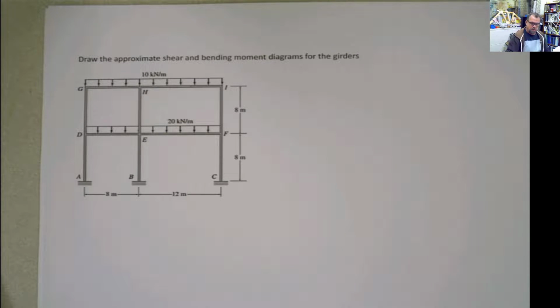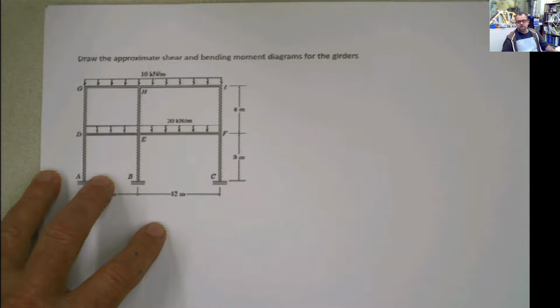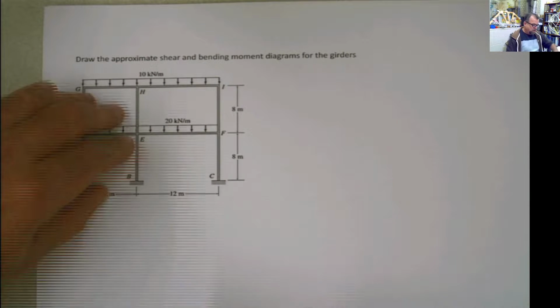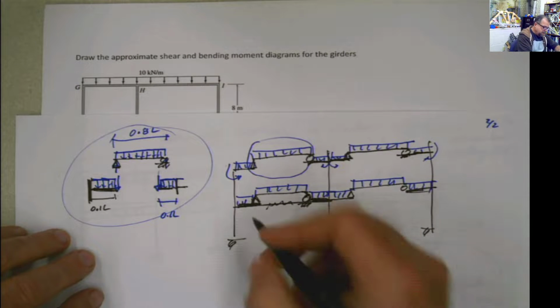Hello guys, approximate analysis of structures due to vertical load, frames in this case. We have this frame. As we discussed in the introductory part, if we have to do this by hand, it's going to take forever. So we resort to this approximate method to solve it, and the idea is transforming this into something like that.